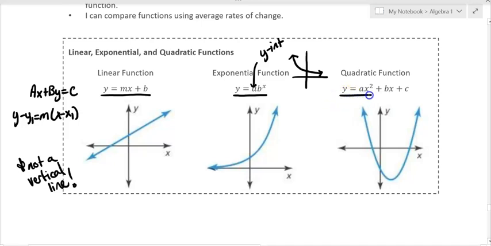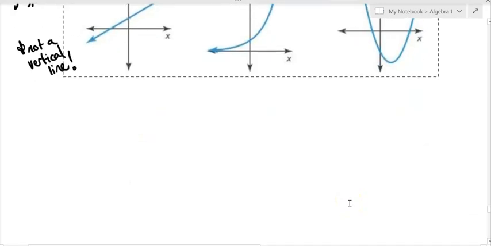And then quadratic is what we've been working on this chapter. We know that we have standard form. We also, of course, have vertex form. And we have intercept form. But all of them can be rewritten in standard form, so that's why they list that one. And of course, it can open up or open down or have any type of transformation.